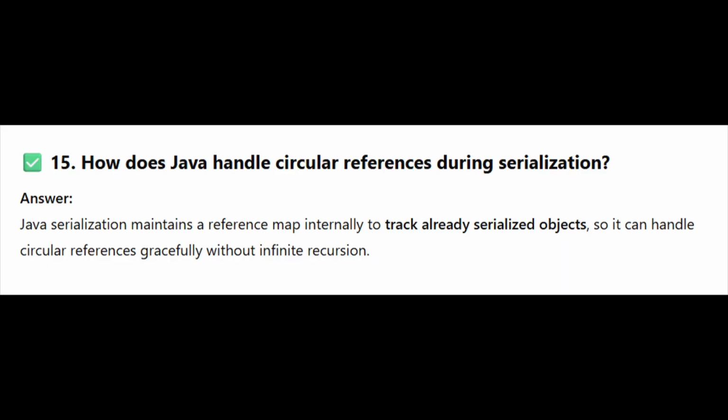15. How does Java handle circular references during serialization? Answer. Java serialization maintains a reference map internally to track already serialized objects, so it can handle circular references gracefully without infinite recursion.